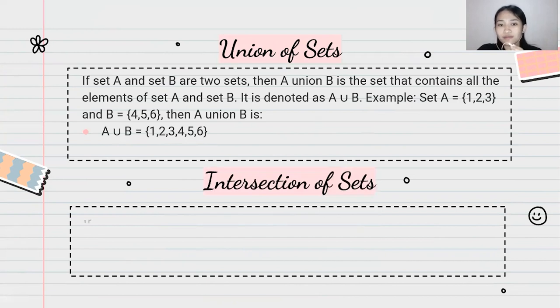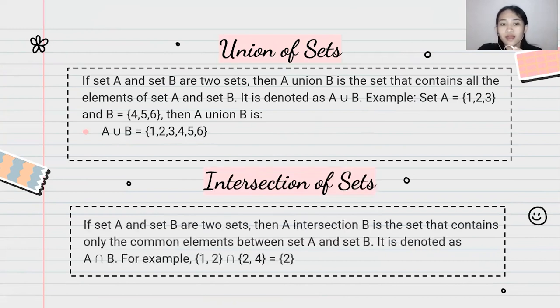Intersection of sets. If set A and set B are two sets, then A intersection B is the set that contains only the common elements between set A and set B. It is denoted like this: A intersection B. For example, the set 1, 2 intersection set 2, 4 is the set 2 like this.